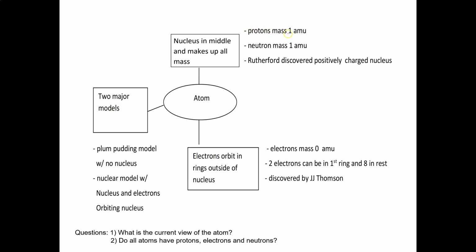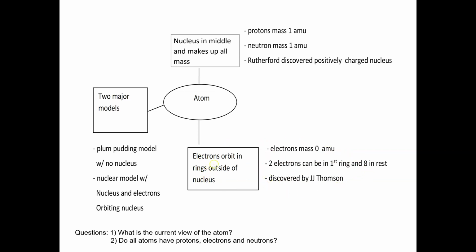So we know there's a proton in the nucleus with mass 1 AMU, neutrons mass 1 AMU, and Rutherford discovered a positively charged nucleus. These are all the important things I came up with regarding the nucleus, and I include them as my S3s. Here, same thing on the bottom. I have electrons mass 0 AMU. 2 electrons can be in the first ring, 8 in the rest, discovered by J.J. Thomson. These are all the important details I was able to get from my notes.